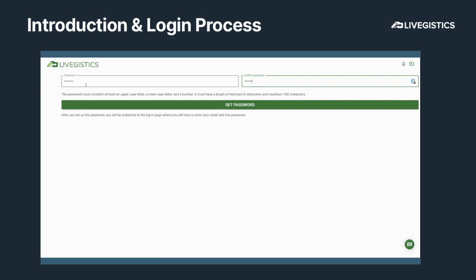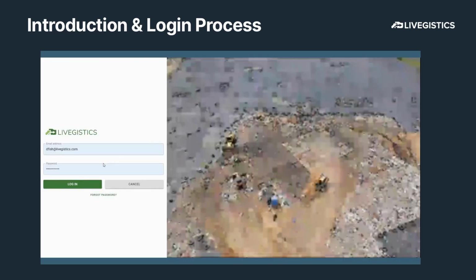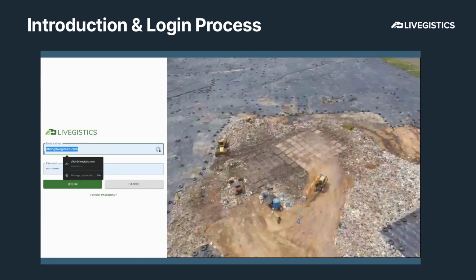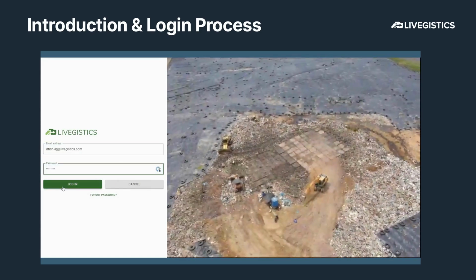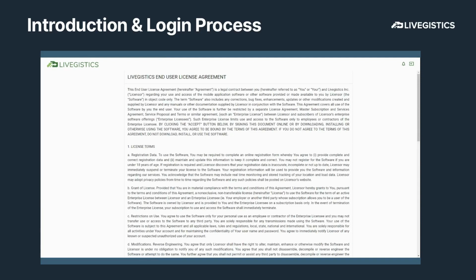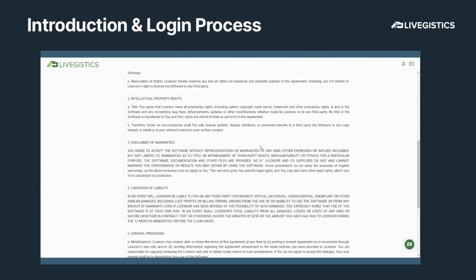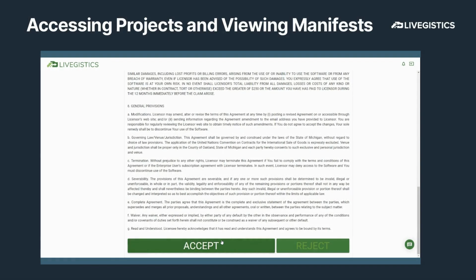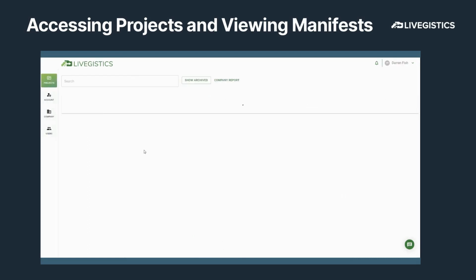Once you've created your unique password, you will be redirected back to the login screen where you will then enter your email address and the password that you just created. Next, please read and agree to the Livegistics User License Agreement. This brings you to the main projects screen, which shows you all of the projects that you have access to.